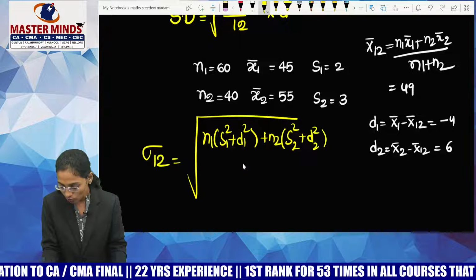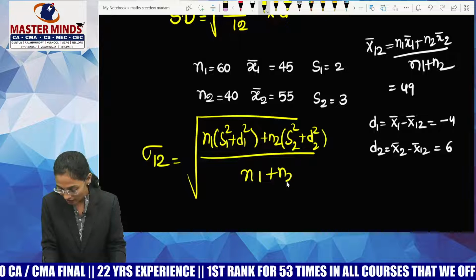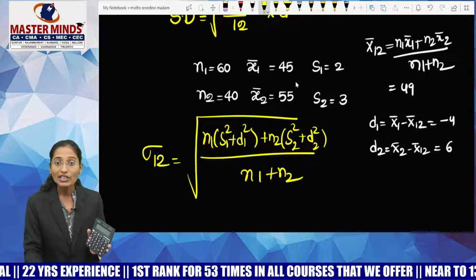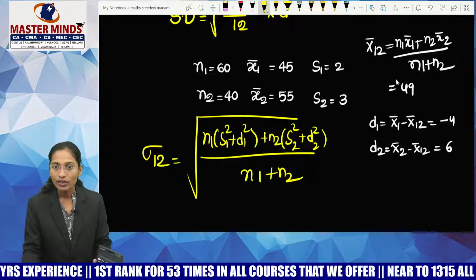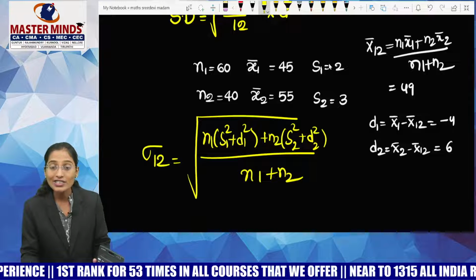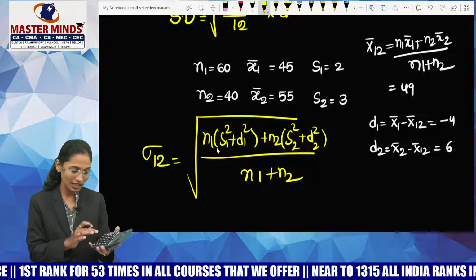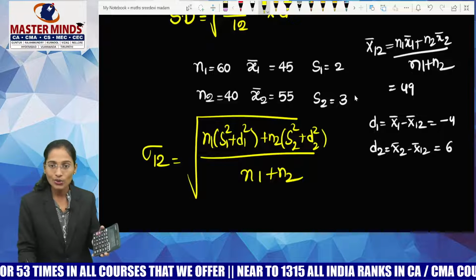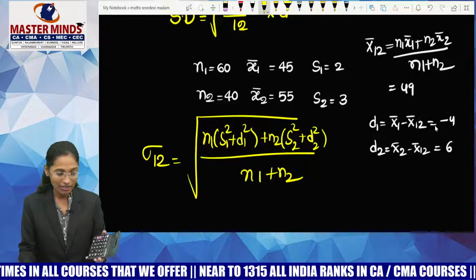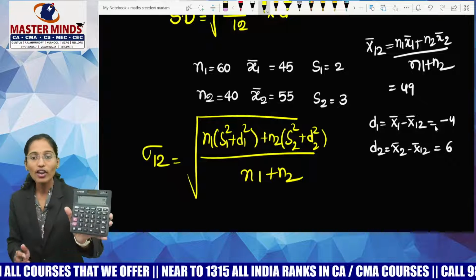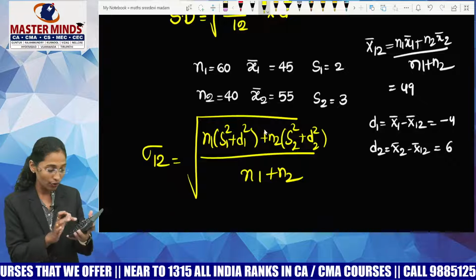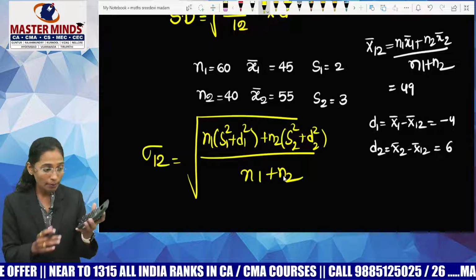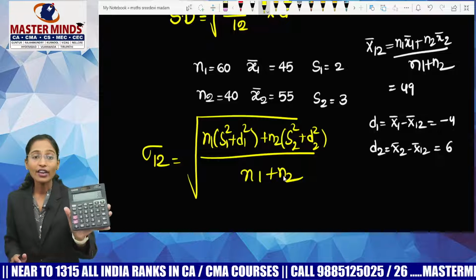So, guys, I'll tell you how to do this with the help of your calculator directly. Let's get started, guys. Clear your calculator's memory first. S1 square, how much? 4. D1 square, 16. So, 16 plus 4, 20 into 60. 20 into 60, M plus, 1200. Now, S2 square, 9. D2 square, 36. So, tell me what is 36 plus 9? 45 into N2. What is N2? 40. Again M plus, MRC. I got 3000 by N1 plus N2. By what is N1 plus N2? 100. And I got 30.